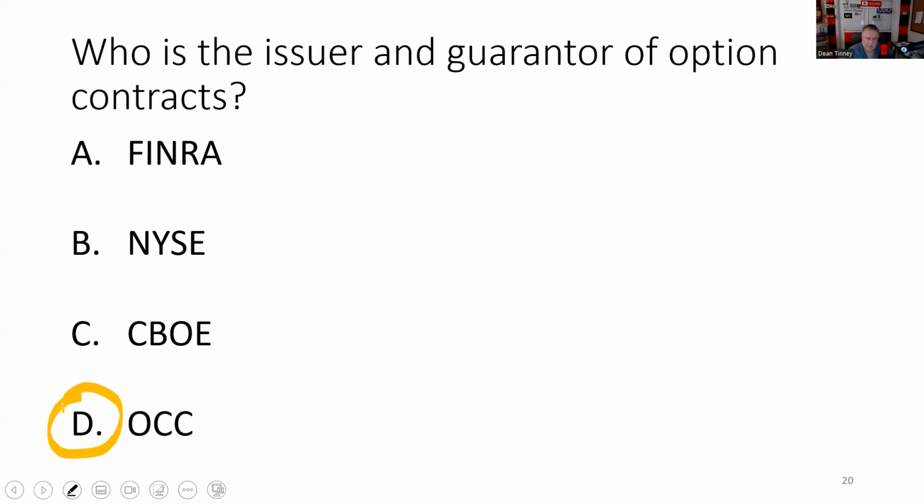The options clearing corporation is the issuer and guarantor of all option contracts, meaning the players can play with confidence because they don't have to worry about whether somebody's going to flake. They don't have to worry about whether if I'm long a put and I stick it to you, you're going to be able to pay for the stock. Or if you're short, you don't have to worry about, in the call, that I'm going to deliver the money.